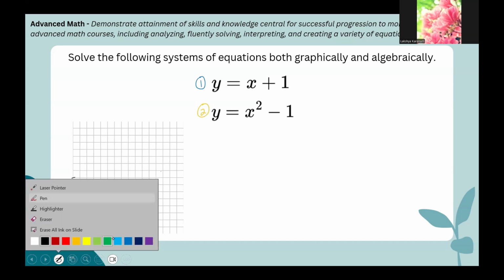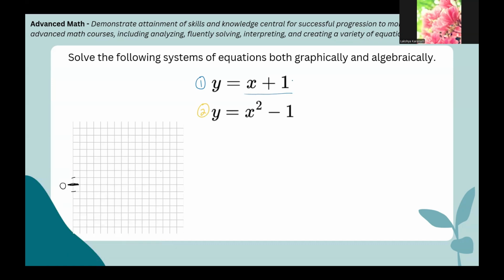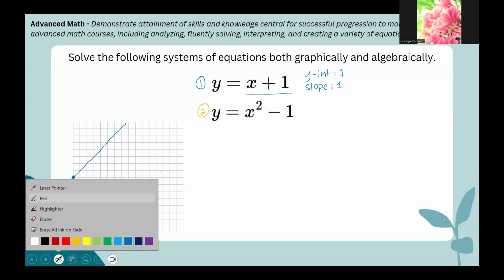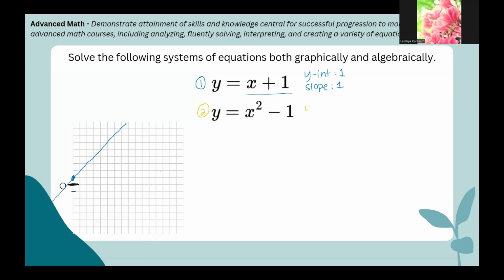So in equation number 1, we have that the y-intercept is 1, and the slope is 1. And this is a line. So we're just going to graph that. So here's 1, and then here is a line with slope 1. And of course, it would go down in the same direction. Okay. And then here we have a y-intercept of negative 1. But in this case, there is no slope because we're looking at a quadratic. You see the square here? That tells you that that is a quadratic.